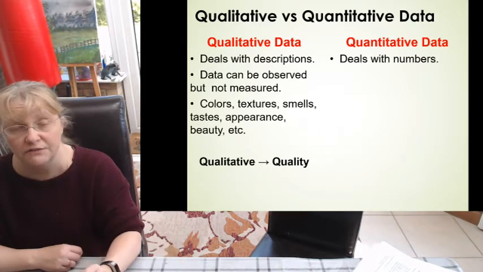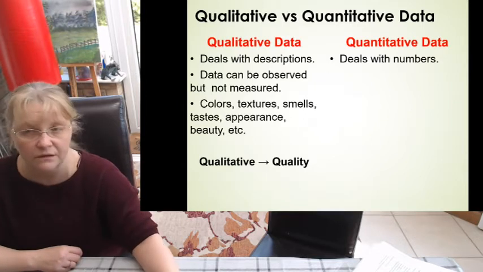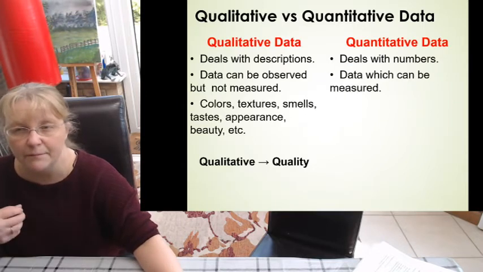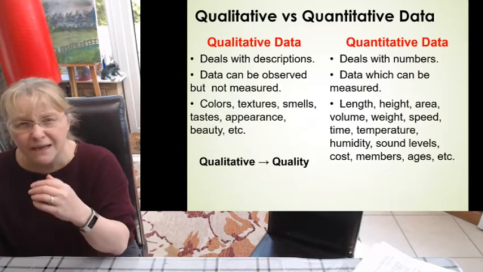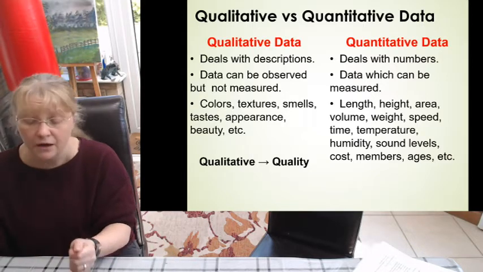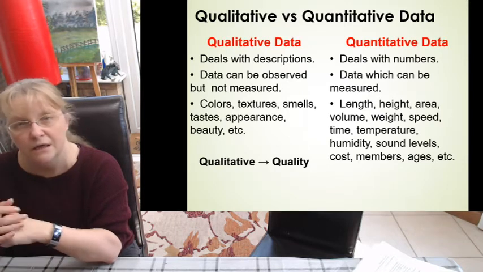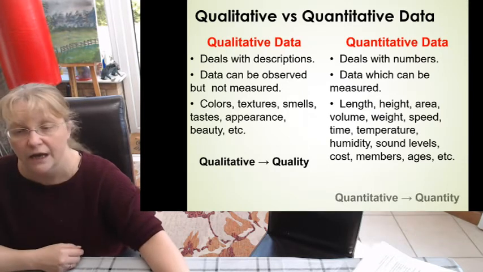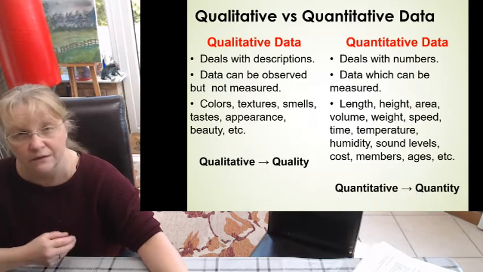Now, quantitative data is more what you'd expect with maths, as it deals with numbers. It can be measured, such as length, height, area, basically stuff you can just mark out and go, yep, that's quantitative data. I can make it into numbers, that's going to be quantitative. And a good way to remember is the first part of quantitative looks like quantity, i.e. numbers.